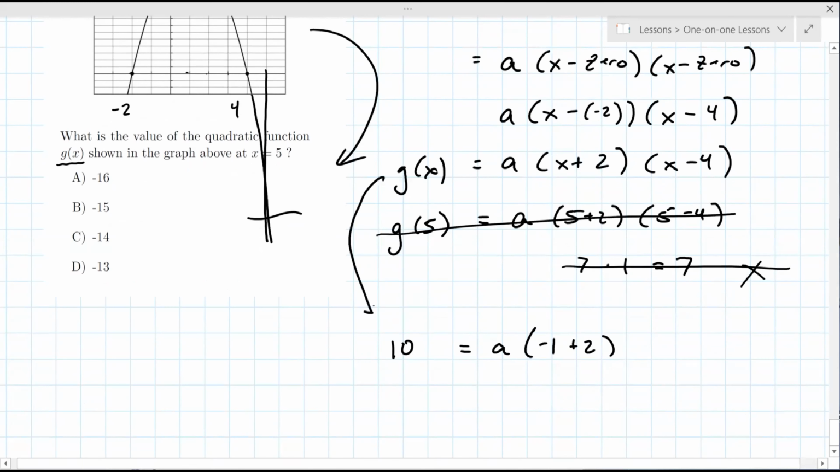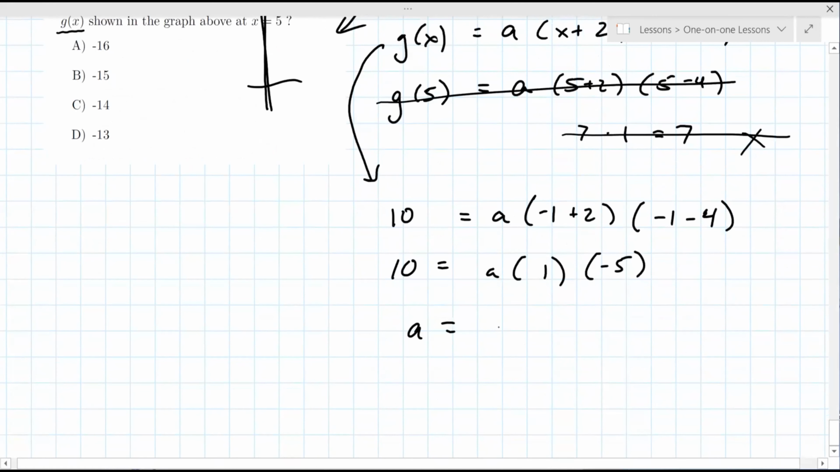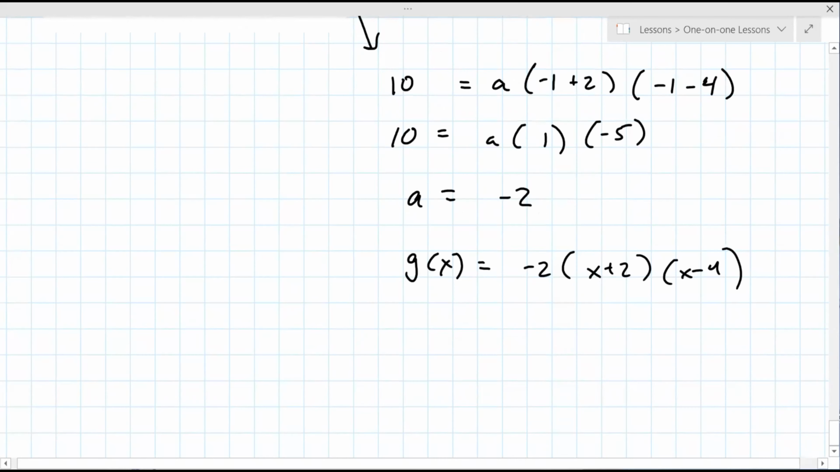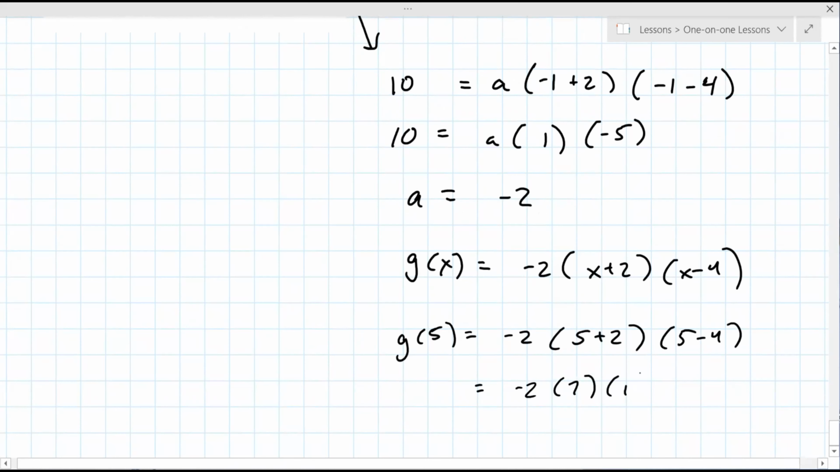So we can put -1 in for x. I'm just grabbing this line down here. -1 plus 2, -1 minus 4. 10 equals a times 1 times -5. So you end up getting a equals -2. So your g of x is -2 times x plus 2 times x minus 4. Now you can put the value of 5 in. You can find g of 5 equals -2 times 5 plus 2 times 5 minus 4. So that's -2 times 7 times 1, which is -14.